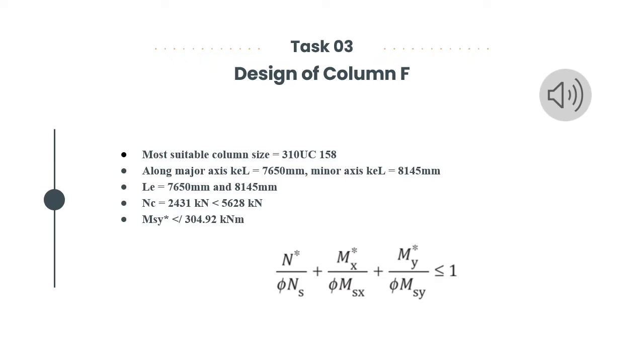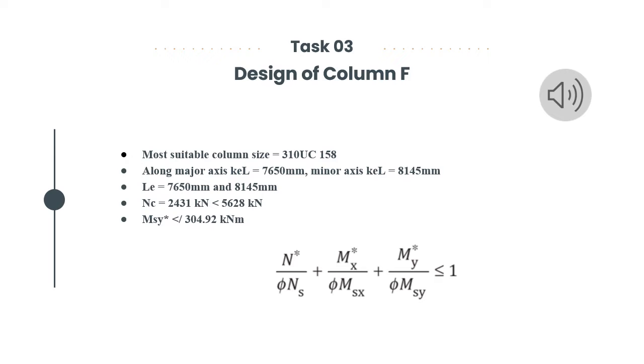Task 3. In task 3, we are required to design a column located at F which satisfies the maximum design action from the load combination. So we have to consider axial, moment and combined action of the design, and we have to assume the column and cross section are fully restrained. The column size that we use is 310 UC 158.